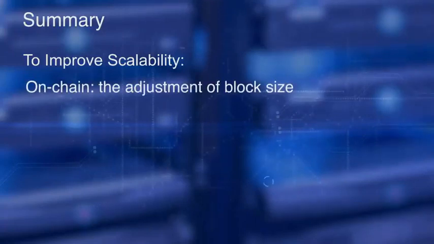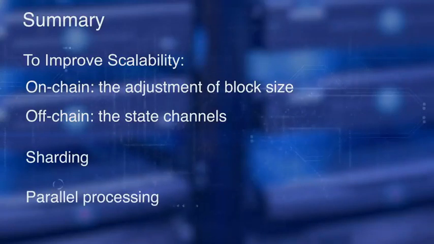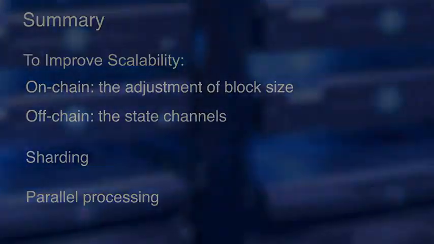In this lesson, we looked at 2 solutions for scaling. One on-chain, the adjustment of block size, and the second solution that is off-chain, the state channels. Both these approaches aim to improve the scalability of the blockchain. Other solutions include sharding and parallel processing. Now, the question to ask when you're studying a blockchain is, what approaches are used for improving scalability?